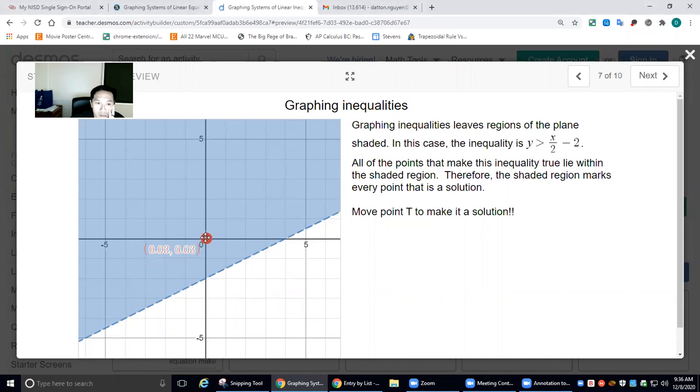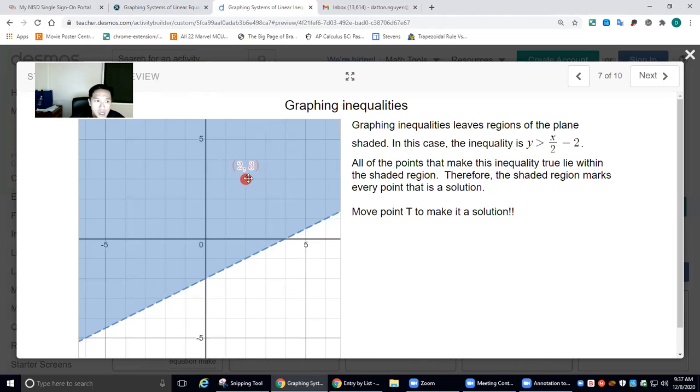Here we go. 0, the best I can, 0, 0. There we go. There's 0, 0. That's a good solution. How about if I moved it up here to, look at this, it's almost at 2, 3. There it is. It's 2, 3. That's another solution. See that?